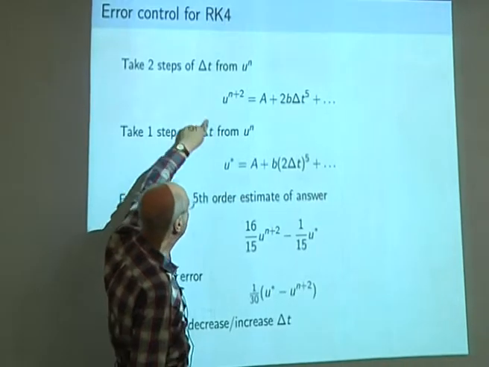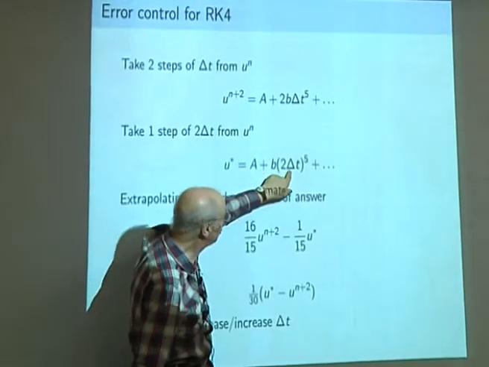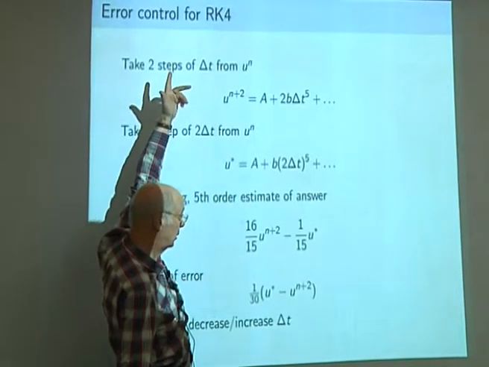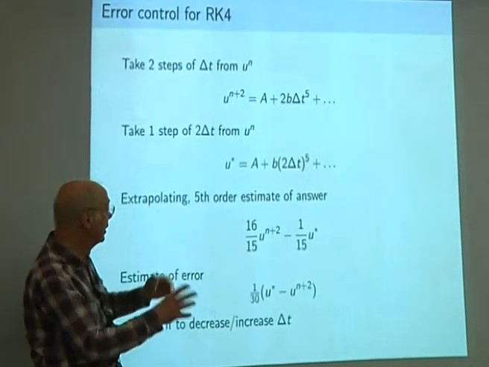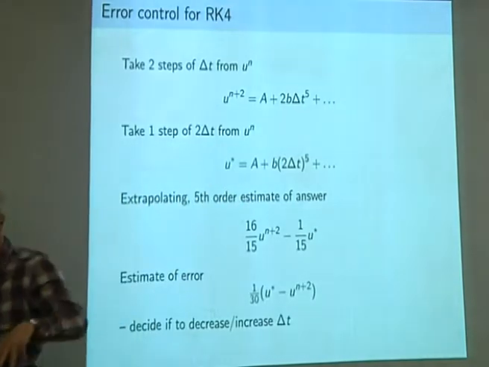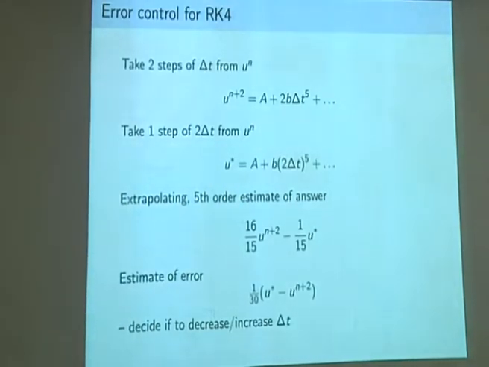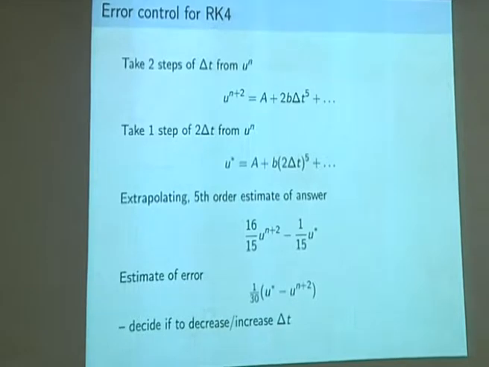On the other hand, if we go forward with a single step of 2 delta t, we get 2 delta t to the power 5, which is 32. So this is 2b, and this is 32b. So if I take this combination of 16/15 minus 1/15, I can eliminate the b delta t to the 5th error, and I then get a 5th order accurate scheme. Moreover, I can see the size of this error by taking 1/30th of the difference between the two, because this is 32 and that is 2. Subtract them, I get 30 of them, divide by 30. I can see how big the error is and decide, is it time to make a smaller time step?